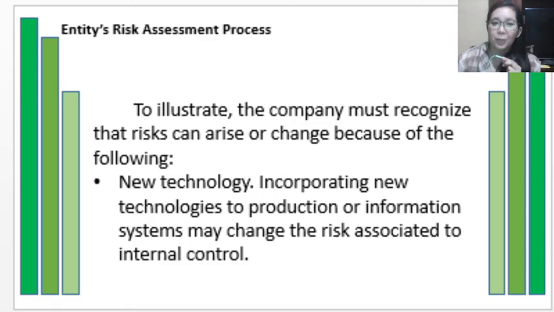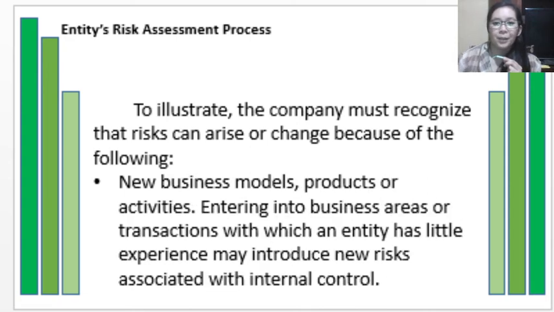Another is new technology. So, this is the same as what we have discussed under the information system. Of course, technologies may change the risk, especially that are associated to internal control, as discussed. Another instance is the new business models, products, or activities.